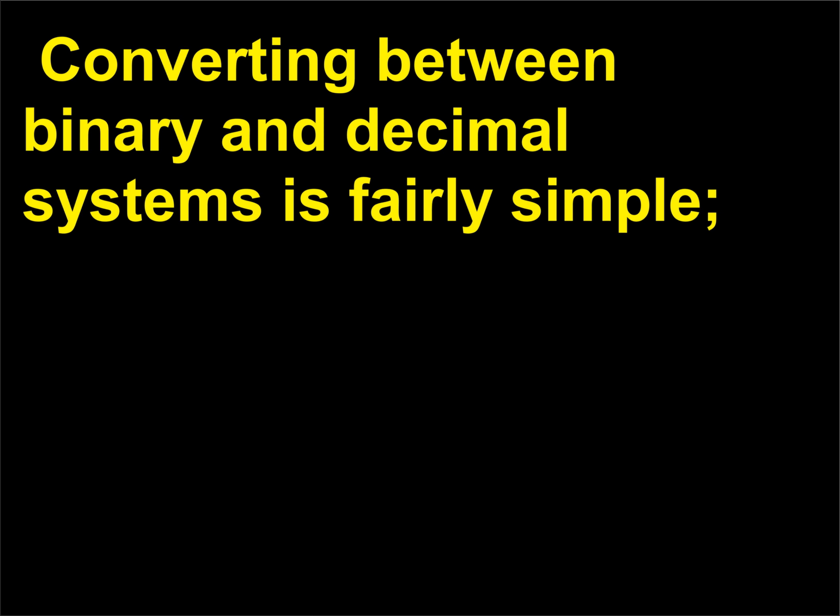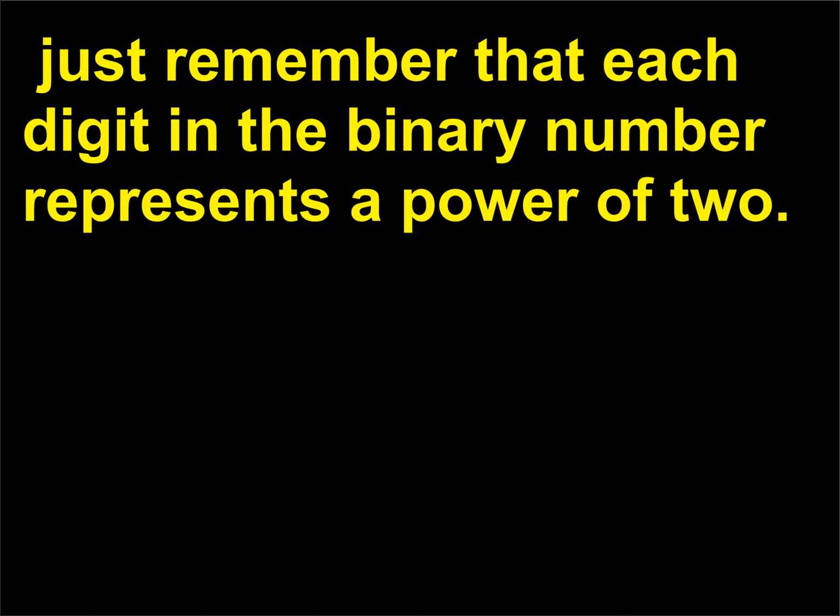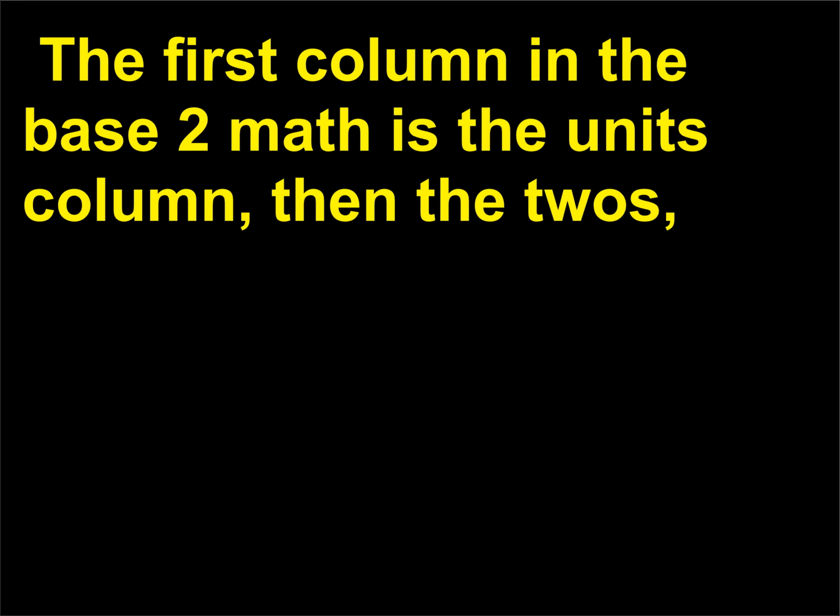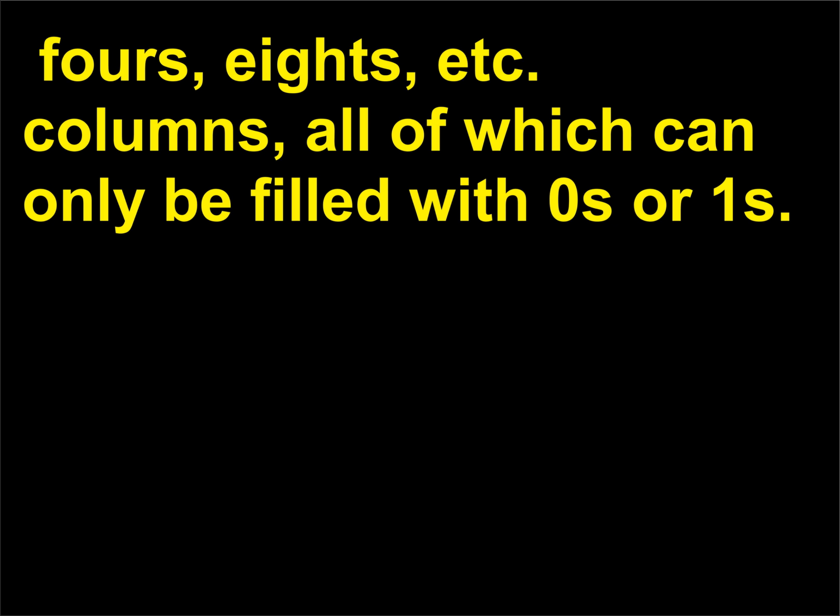Converting between binary and decimal systems is fairly simple. Just remember that each digit in the binary number represents a power of 2. The first column in the base 2 math is the units column, then the 2s, 4s, 8s, etc. columns, all of which can only be filled with 0s or 1s.